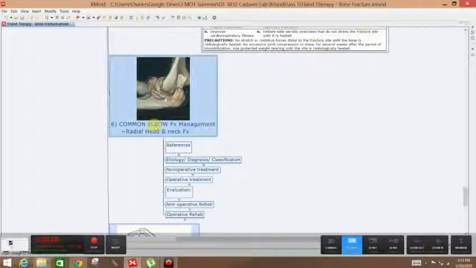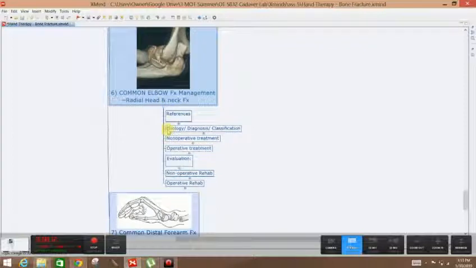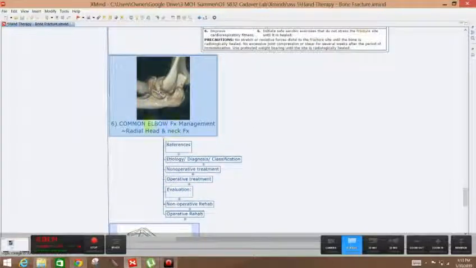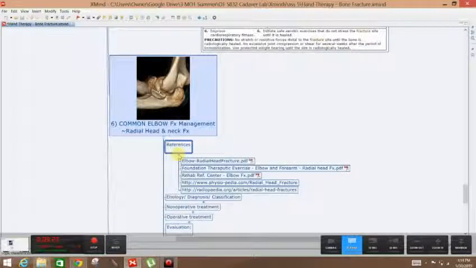And so now I'm going to go over 2 common fractures of the upper extremity, and the first one is a common elbow fracture, which is the fracture of the radial head and neck. And I have my references all listed right here, and you can look at them too. They'll pop up. They're uploaded on this Xmind.